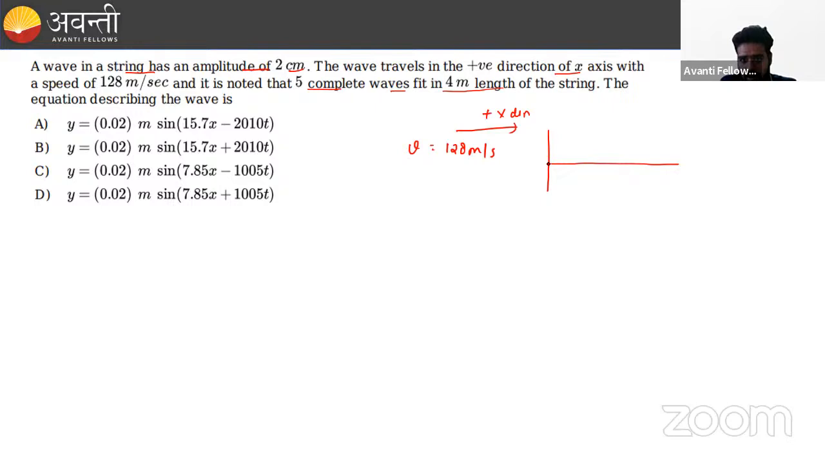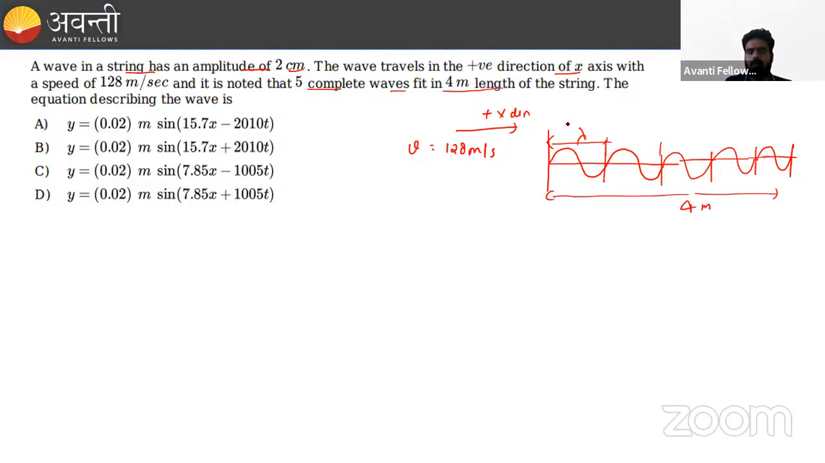If we draw the wave in this manner, suppose this is the first complete wave, second complete wave, third complete wave, and in this manner the fourth complete wave. And if we extend this, this is our 5 complete waves. We know that the distance covered by one complete wave is known as the wavelength. And 5 complete waves equal 4 meter of string length, so the total distance is 4 meter. So what is the value of wavelength here? We can easily say this will become 4 upon 5 meter, right?